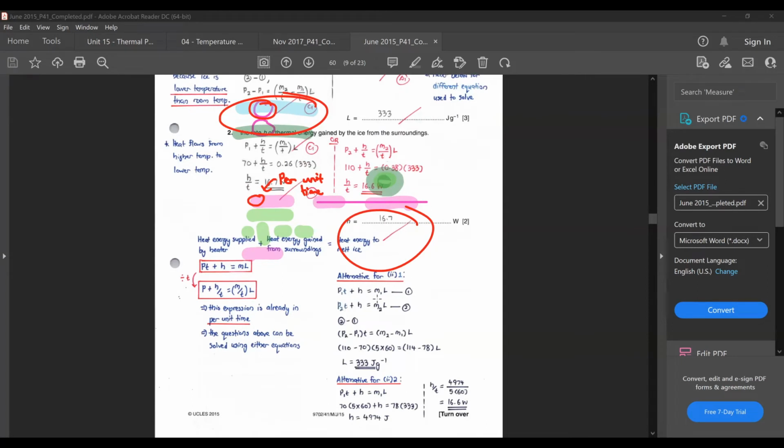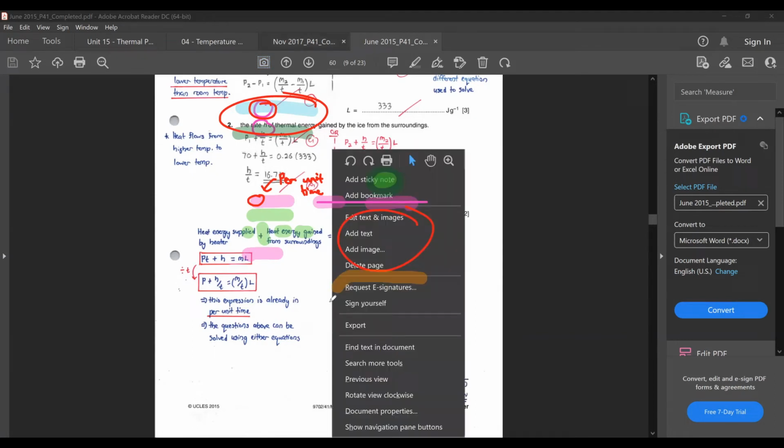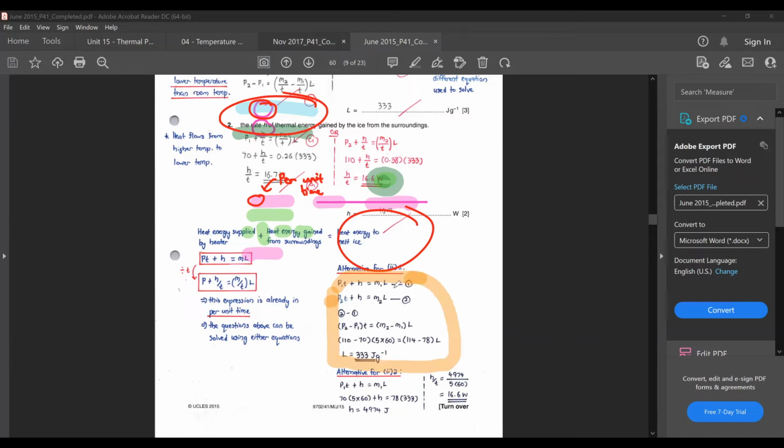And needless to say, if you did not use your equations in terms of per unit time in the first place, and instead used this form of your equation that is not in per unit time, you could have still continued using it, where you just pick equation 1 or 2 and sub in your values. So if I use equation 1, P1T plus H equals M1L, you again sub in the power, the time, the mass, as well as the specific latent heat. You're going to get this value of H here.